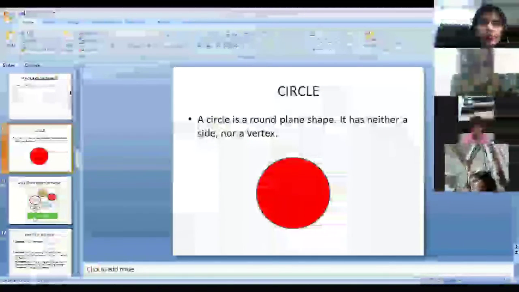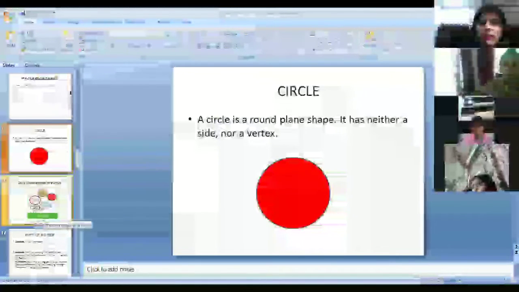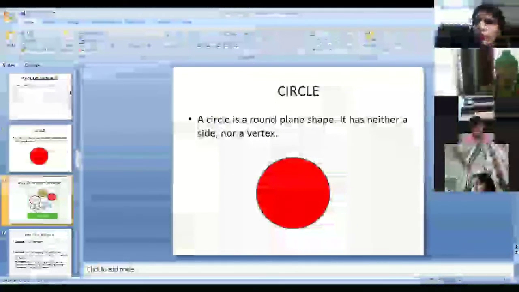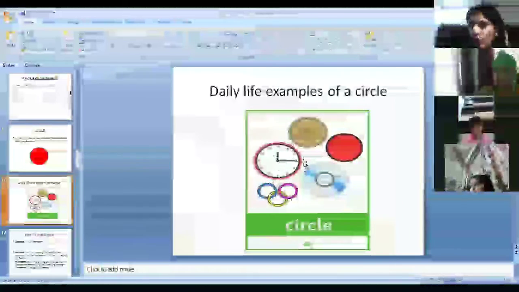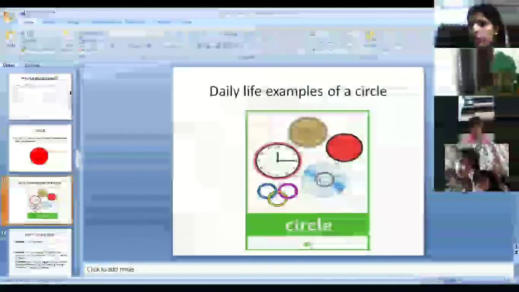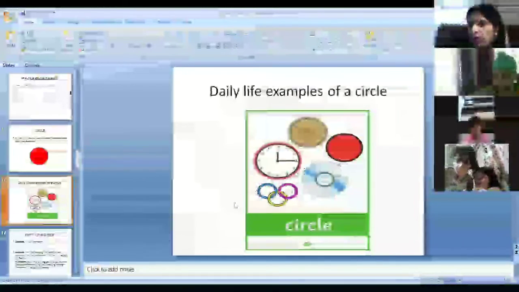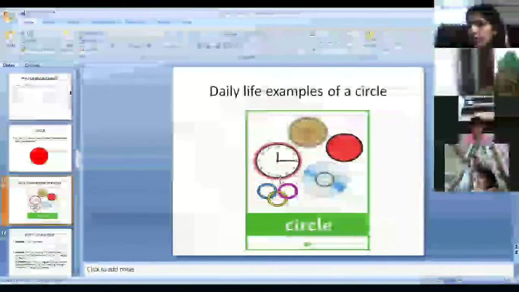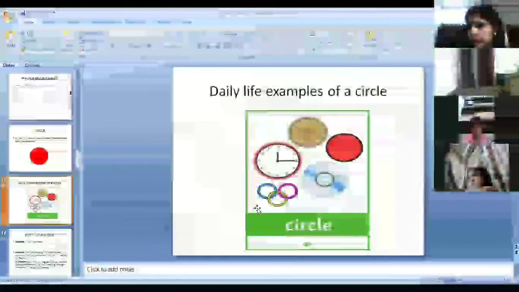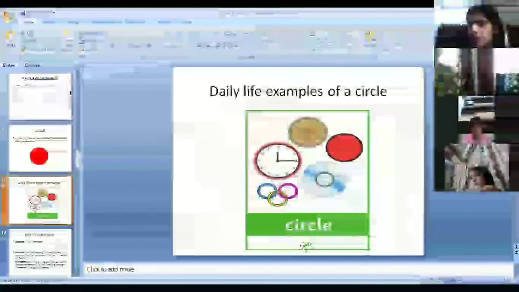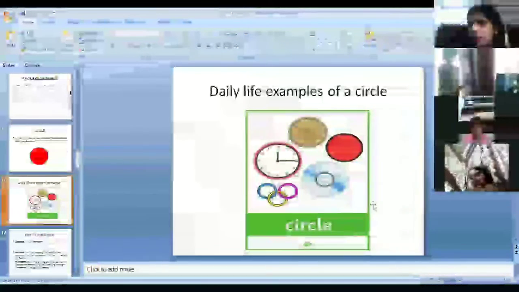Okay. Then some examples from daily life. The shape of the clock, shape of the CD. These rings are of circle in shape. So these are a few examples which are circle in shape.